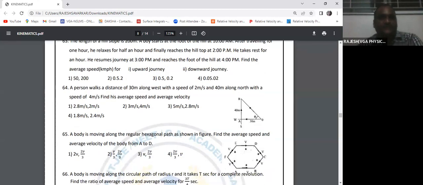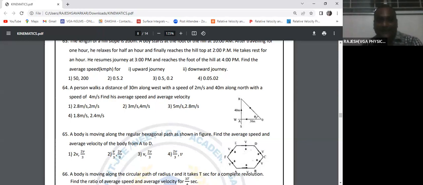Problem 64. A person walks a distance of 30 meters along west with a speed of 2 meters per second and 40 meters along north with a speed of 4 meters per second. Find his average speed and average velocity. From the graph itself, we can say the displacement is 50 meters, a 30, 40, 50 right angle triangle.